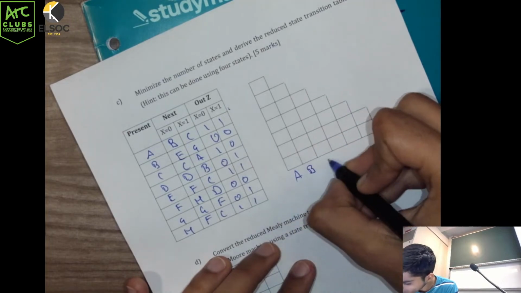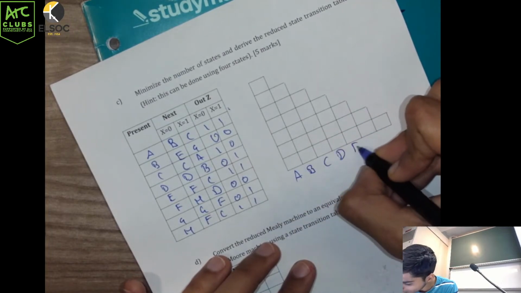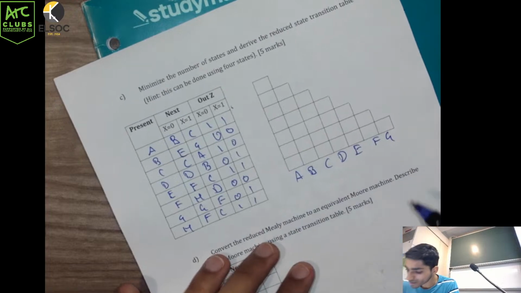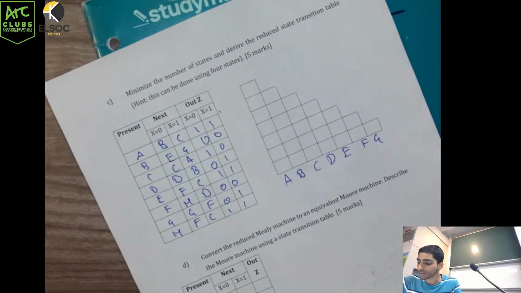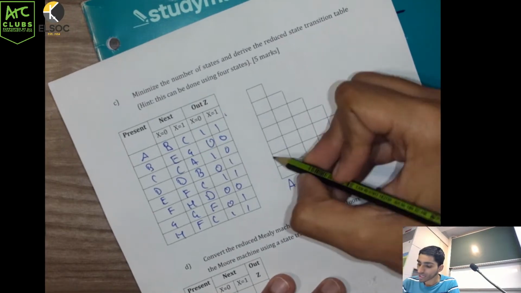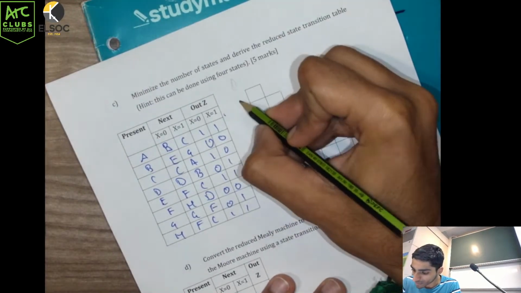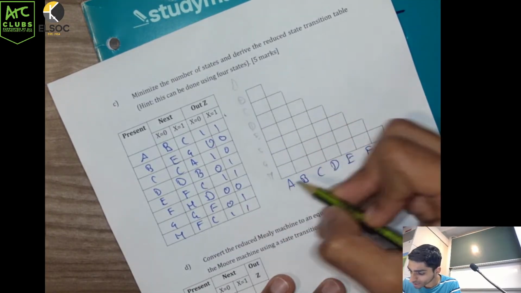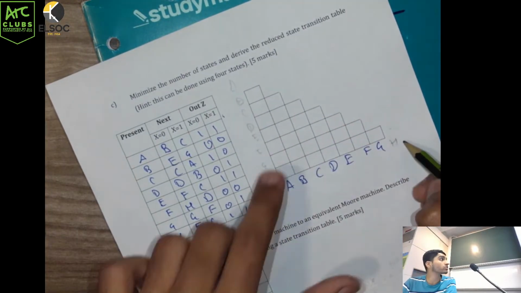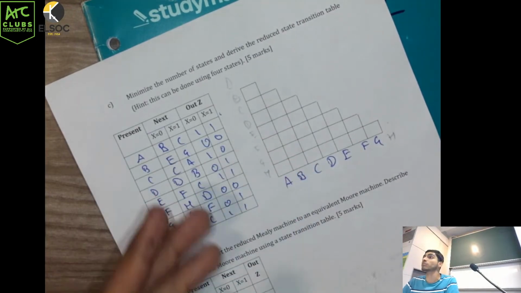So we draw our states here, A, B, C, D, E, F, G. You'll notice that H is missing. This is because if I was to have an H here, and again A, B, C, D, E, F, G, H, having an H and an H on the same thing is useless because they are the same already.